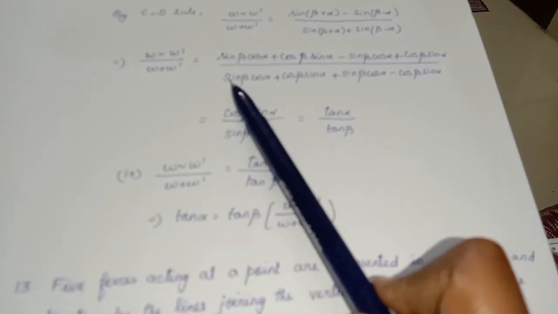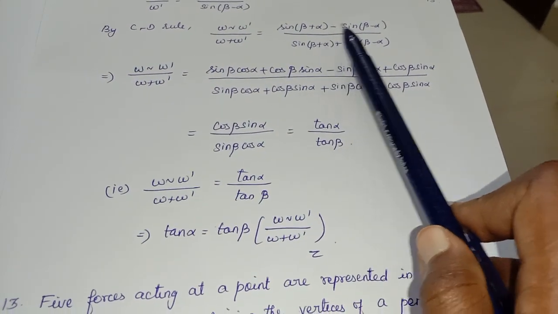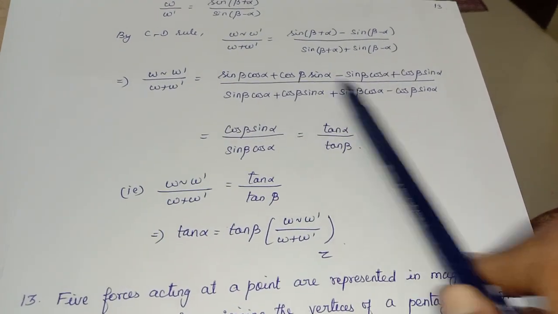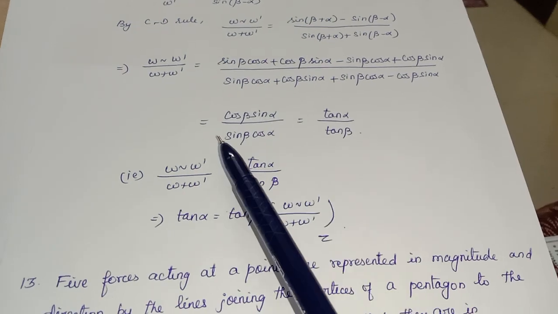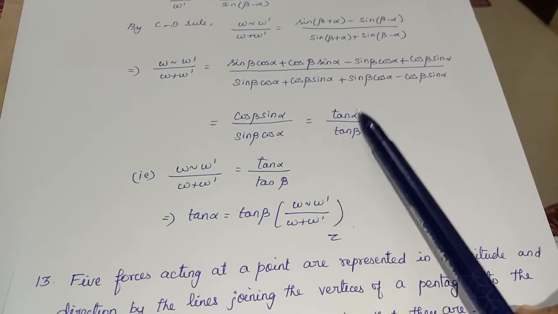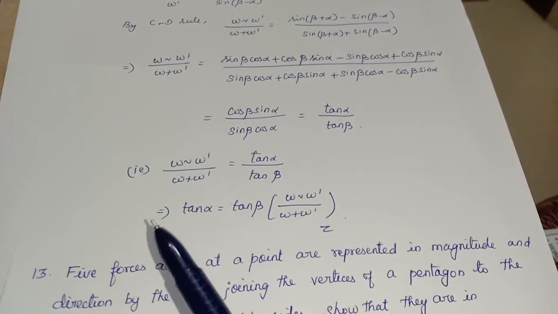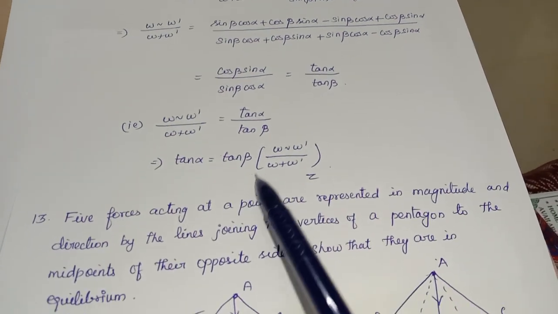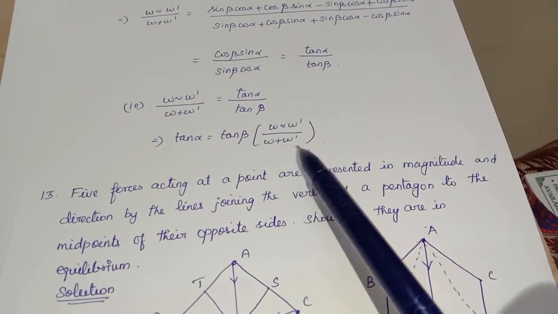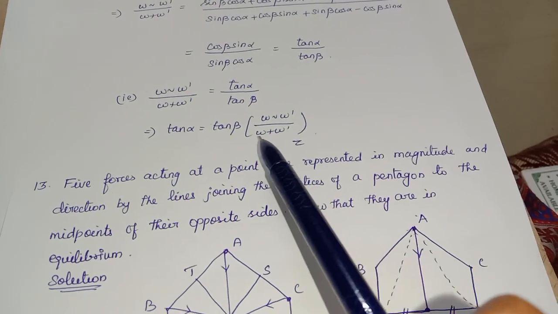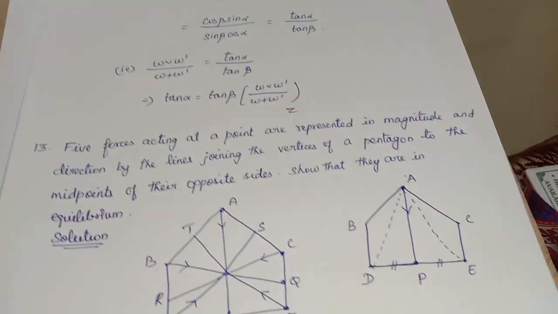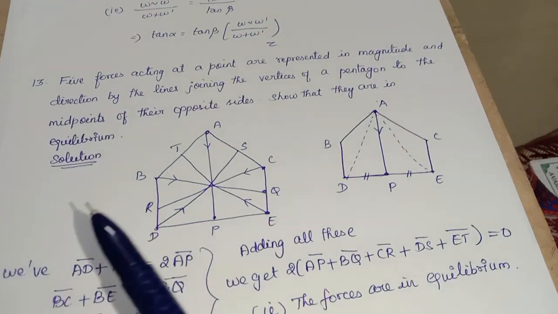So you apply the formula for sine of A plus B minus sine of A minus B, so all the terms get cancelled. I am getting cos beta sine alpha by sine beta cos alpha, which is tan alpha by tan beta. So what do you get? Tan alpha equals tan beta into W minus W dash by W plus W dash. That's all. Next, last problem.